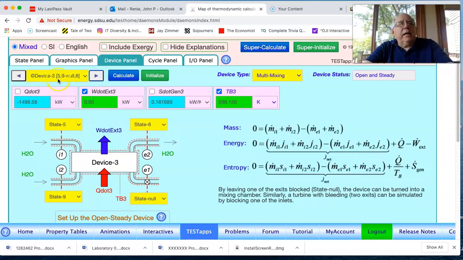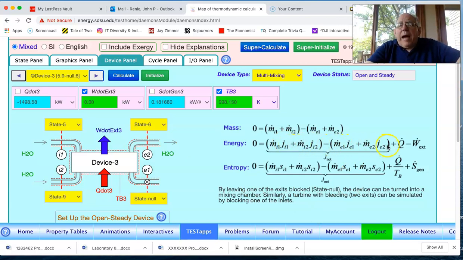And then we have device 3, which is now the condenser. The condenser has state 5 coming in from the second stage of the turbine expansion, state 9 coming in from the expansion valve coming from the campus system, and then it all comes out at state 6. So it's a multi-mixing where we have this is the 0.7 and this is the 0.3 kilograms per second, and it all forms to come out as 1 kilogram per second mass flow.